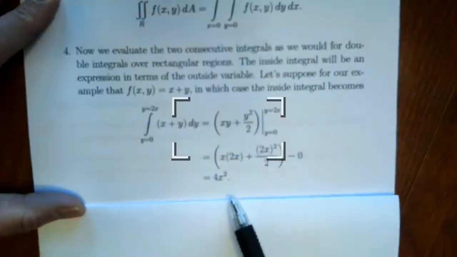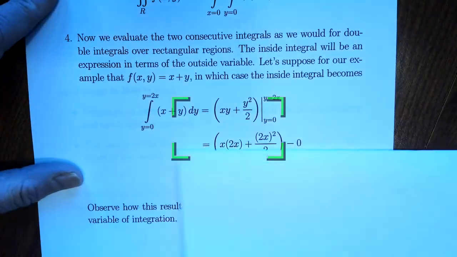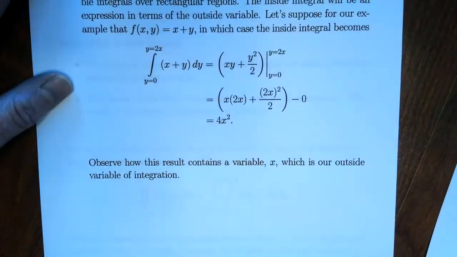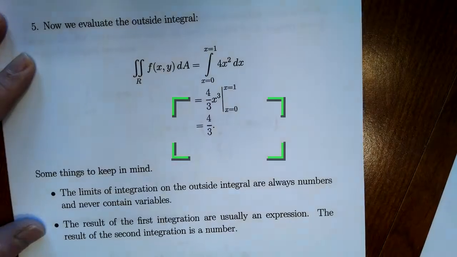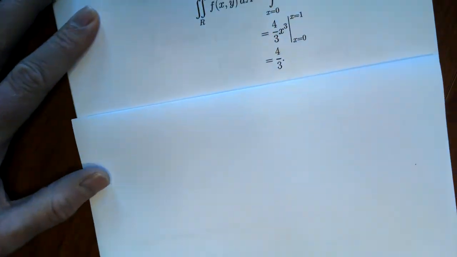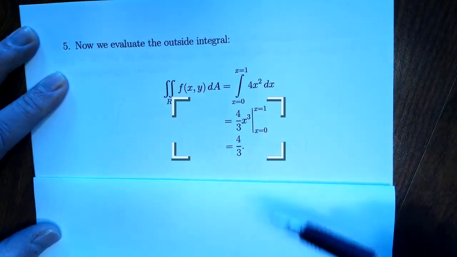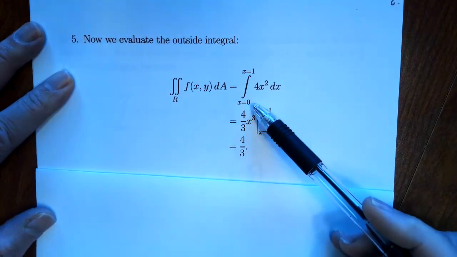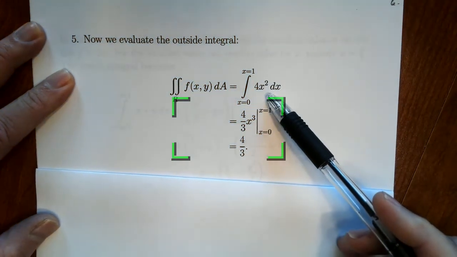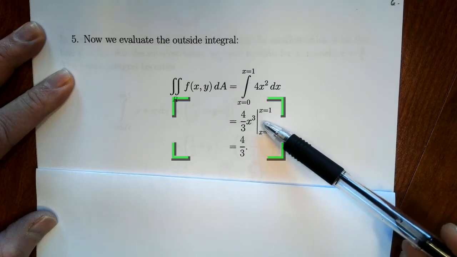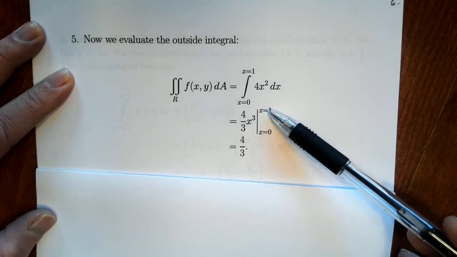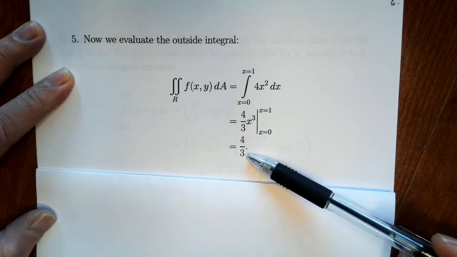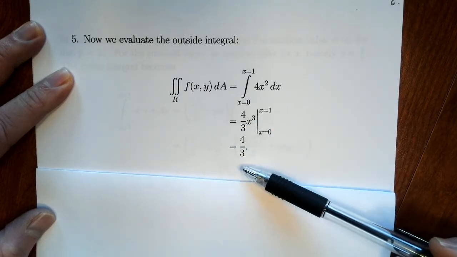So now we have to take that result and integrate it from x equals 0 to x equals 1. And that's fairly straightforward. The integral from x equals 0 to x equals 1 of 4x squared. The antiderivative is 4/3 x to the third. Substitute 0 and 1 in, and we get 4/3. So that's our final answer.